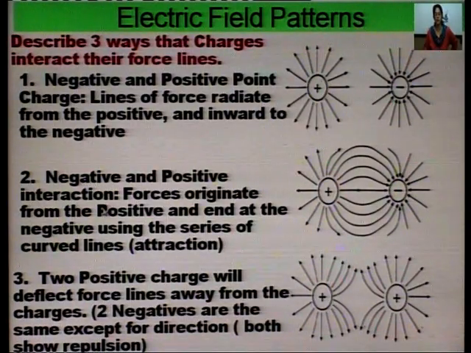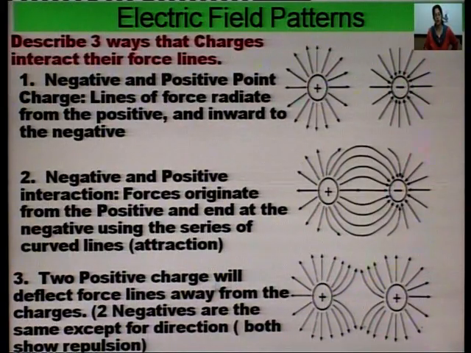Negative and positive interaction: forces originate from the positive and end at the negative using a series of curved lines. So this represents attraction. One thing to remember is that these lines do not penetrate inside the charge, as there is no field inside the charge. They start from positive and they end on negative.